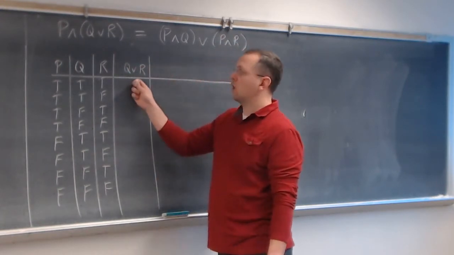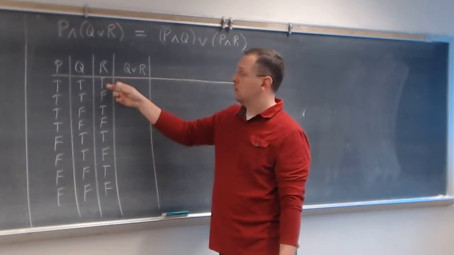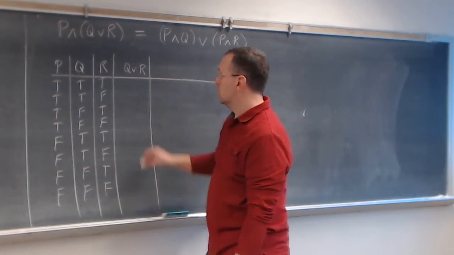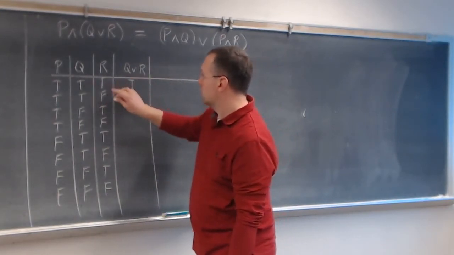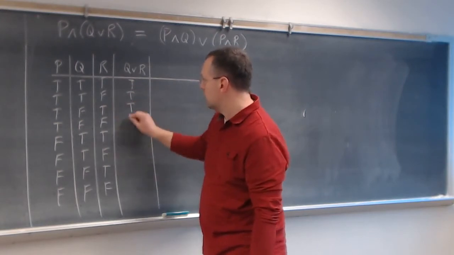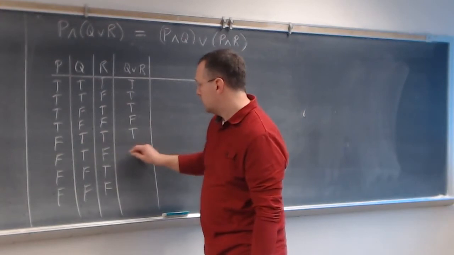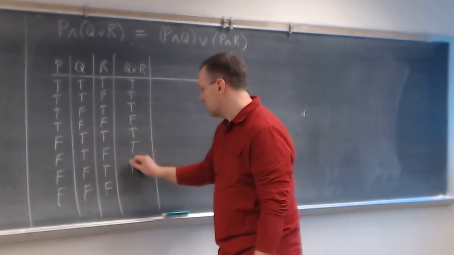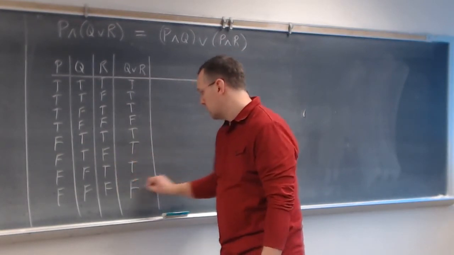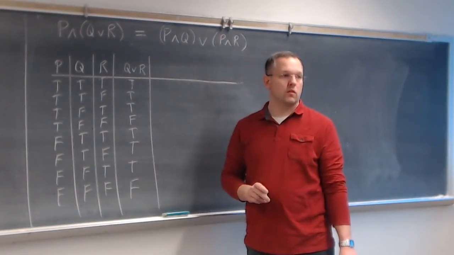So Q or R, I'd get a true if I have at least one true. And these rows, the Q and R: true, true is true. True, false, true. True, false... false, false, that's false. True, true, true. True, false, true. False, true, true. False, false, false. Any questions about that?